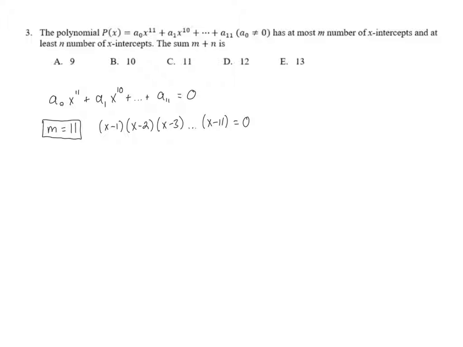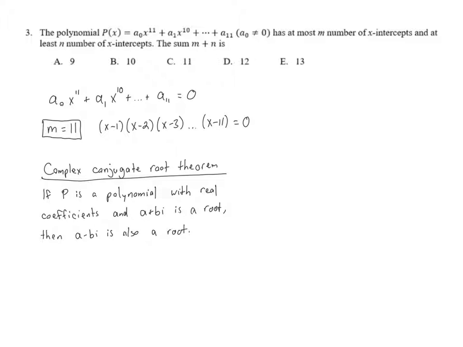One of them involves a theorem called the complex conjugate root theorem, which says that if p is a polynomial with real coefficients and the complex number a plus bi is a root, then its conjugate a minus bi is also a root. Now, if it was possible to have no real solutions to this equation, to have no real roots, that means that all 11 roots would have to be complex numbers.